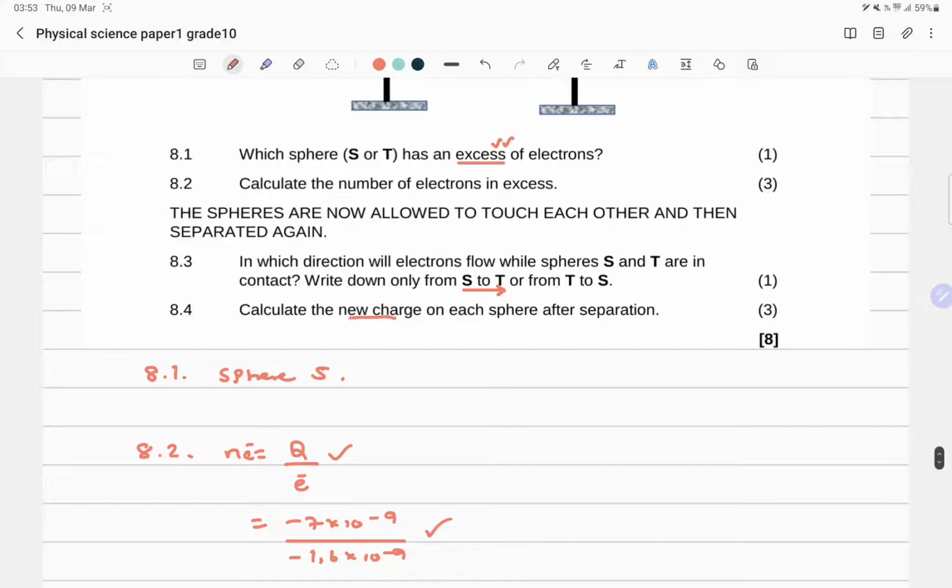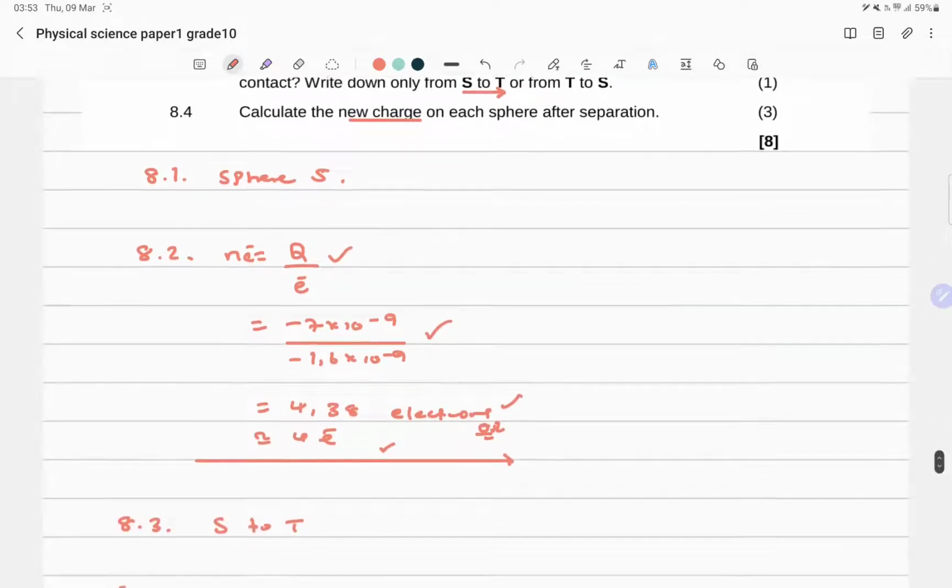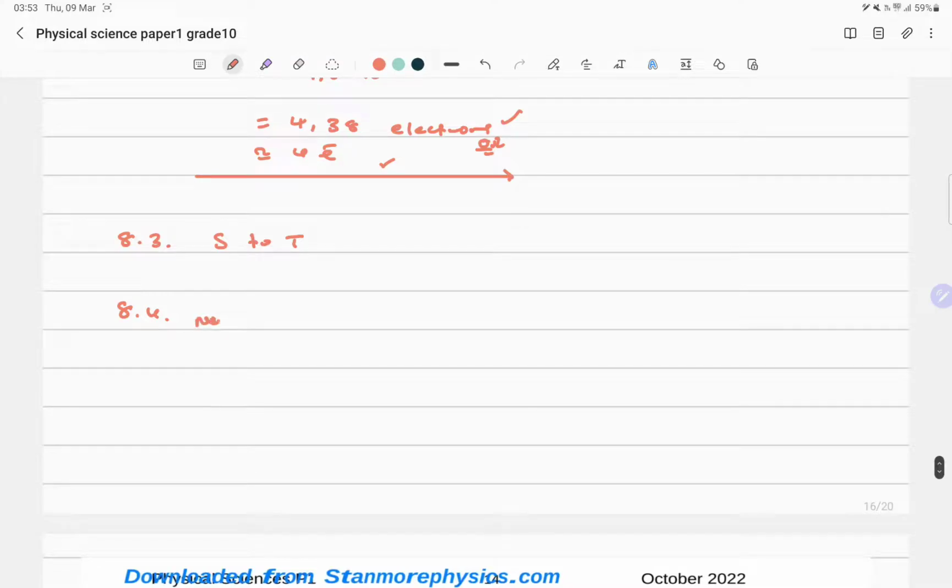8.4 says calculate the new charge on each sphere after separation. So the new charge is going to be Q1. You can just say QS plus QT over 2, because it's going to be an average of what was there. Minus 7 nanocoulombs, no, we don't need SI units here, plus 5 nanocoulombs divided by 2. That would be the new charge.